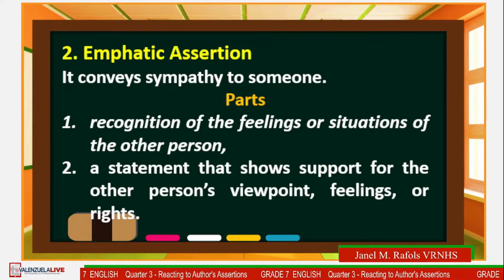Emphatic assertion. It conveys sympathy to someone and usually has two parts. The first encompasses recognition of the feelings or situation of the other person. And the second is a statement that shows support for the other person's viewpoint, feelings, or rights. This is the acknowledgement of another person's situation or feelings, followed by a statement standing up for your rights. We can have the following as our examples.